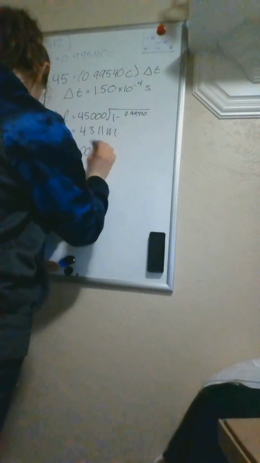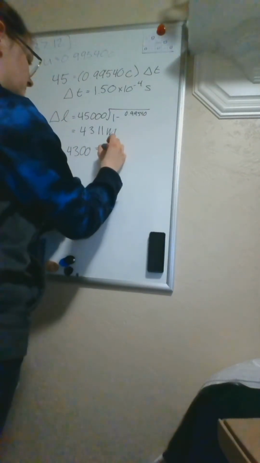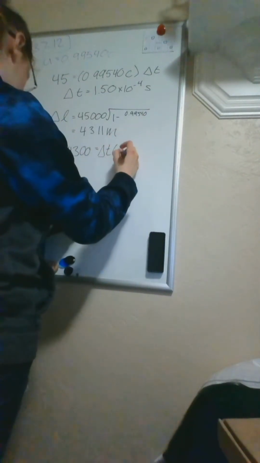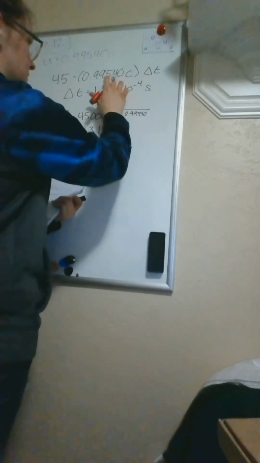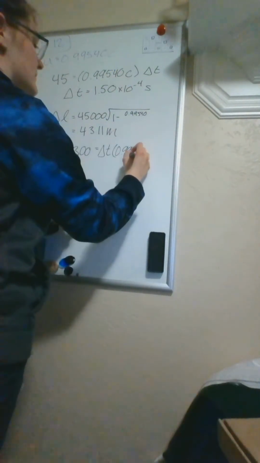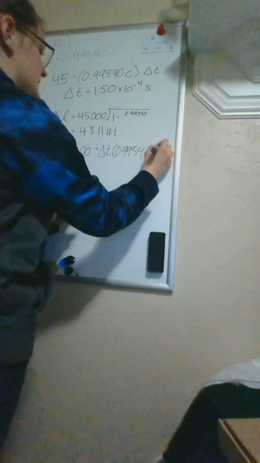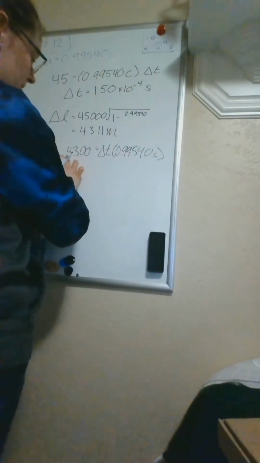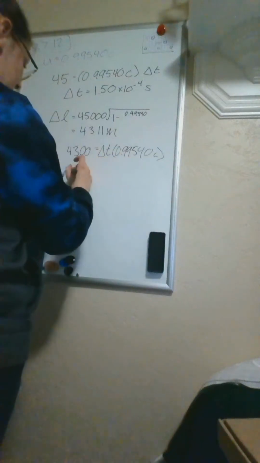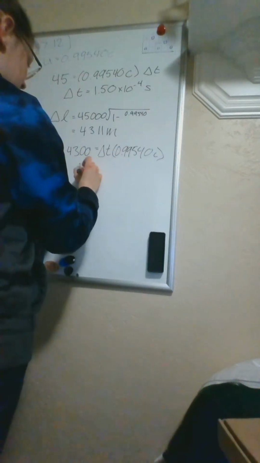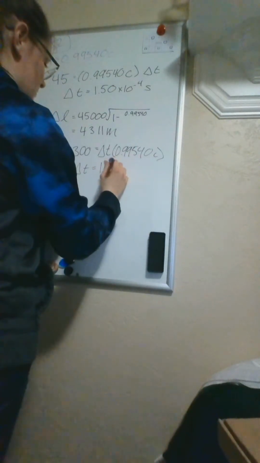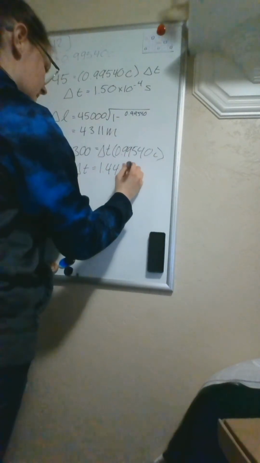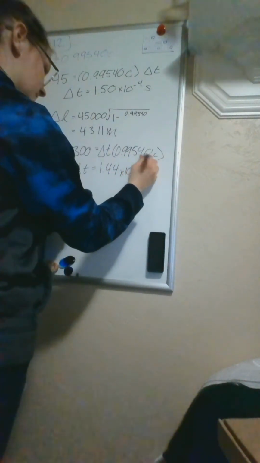And that is equal to the change in time times how fast the particle was moving, which again is our u up here, 540 c. So then we just take 4300, divide it by that, and the change of time that we see that the particle goes through is 1.44 times 10 to the negative 5 seconds. So that's the first way that it does it.